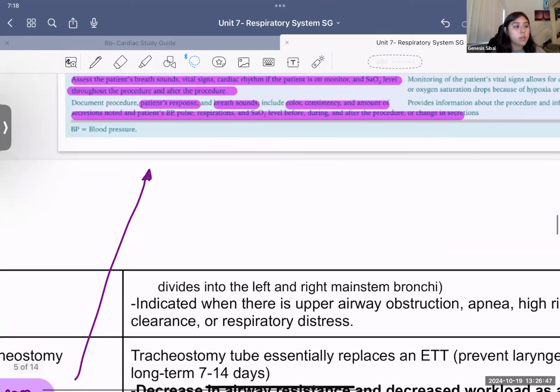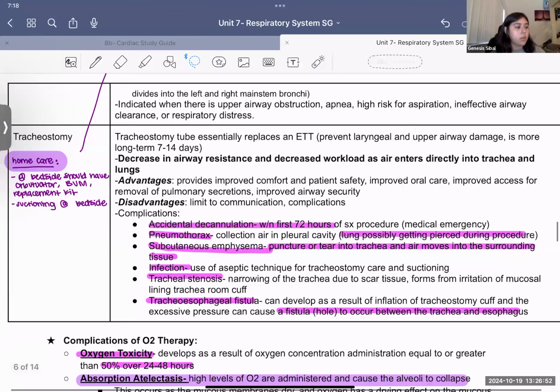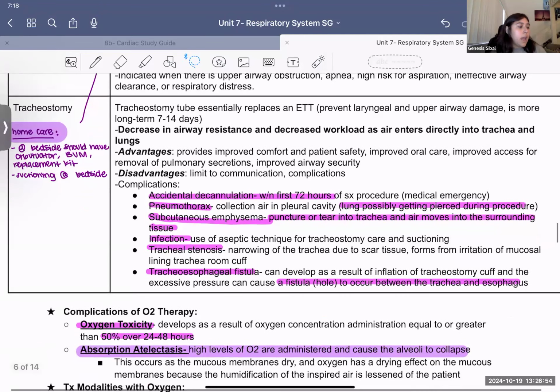And then also document that you did it. What are their levels at now? Are they able to breathe better? Are they having a better SaO2, SpO2? And so, yeah. So with complications, you can have accidental decannulation.